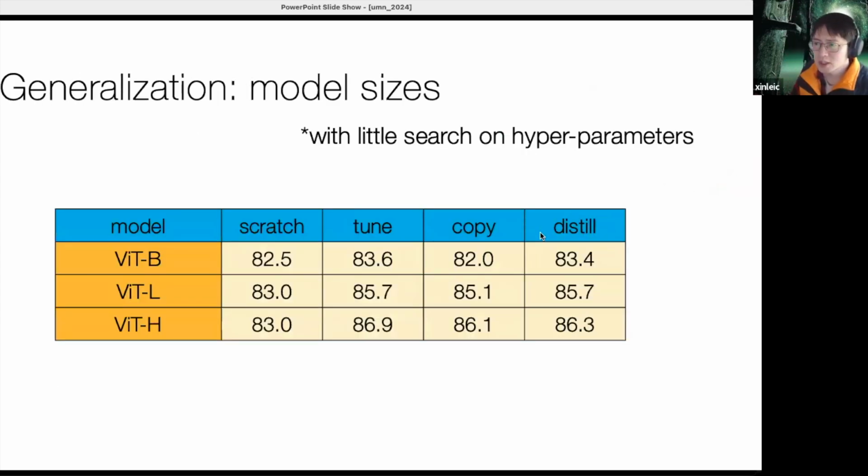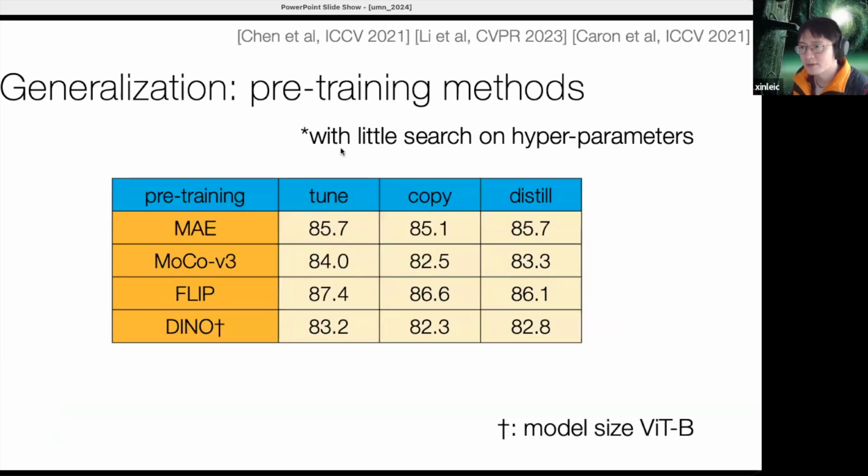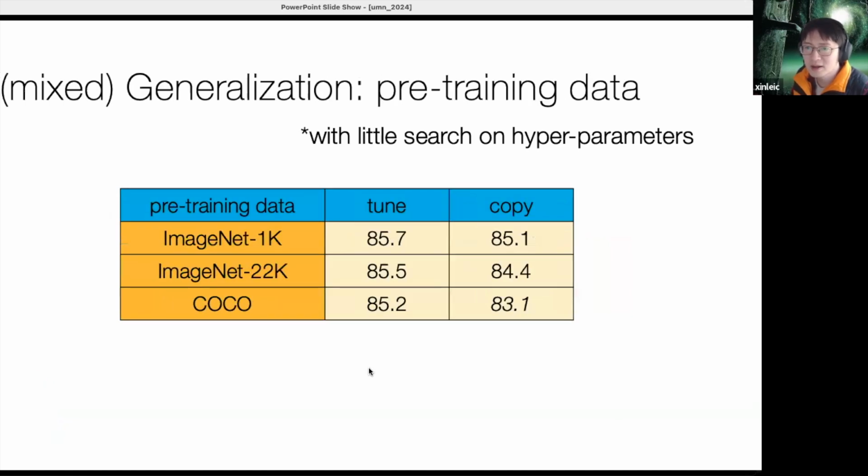Next, I want to present some results to show the generalization of it. In terms of model size, we find that even with very limited search in hyperparameters, it generalizes well. For different pre-training methods, for example, masked autoencoding, contrastive learning, and vision and language contrastive pre-training, for all of these, we find that it generalizes well. So you can just get attention from pre-training, and that can work.